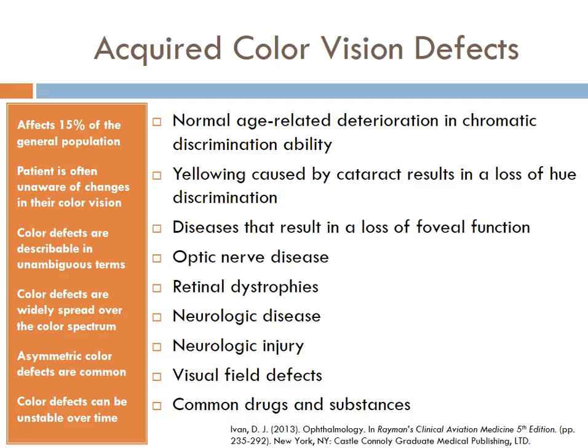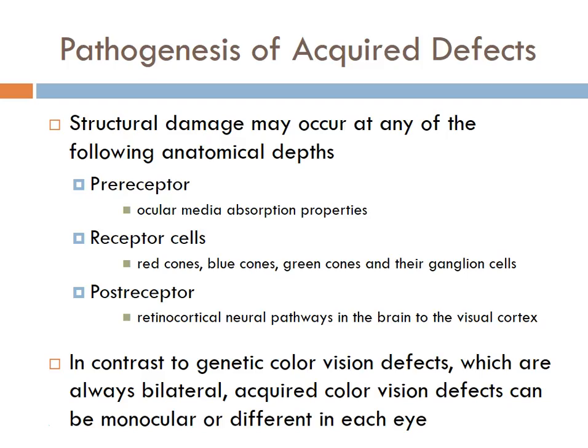The main thing I want you to know is that a lot of people, 15% of the people in the population, get some type of acquired color vision defect in the course of their lifetime. What we're going to talk about is the ones that are caused by diabetes. How do people get these defects? It could be structural damage. Usually it's structural damage. It could be pre-receptor, where you get changes in the lens, the crystalline lens in the eye, changes in the absorption properties.